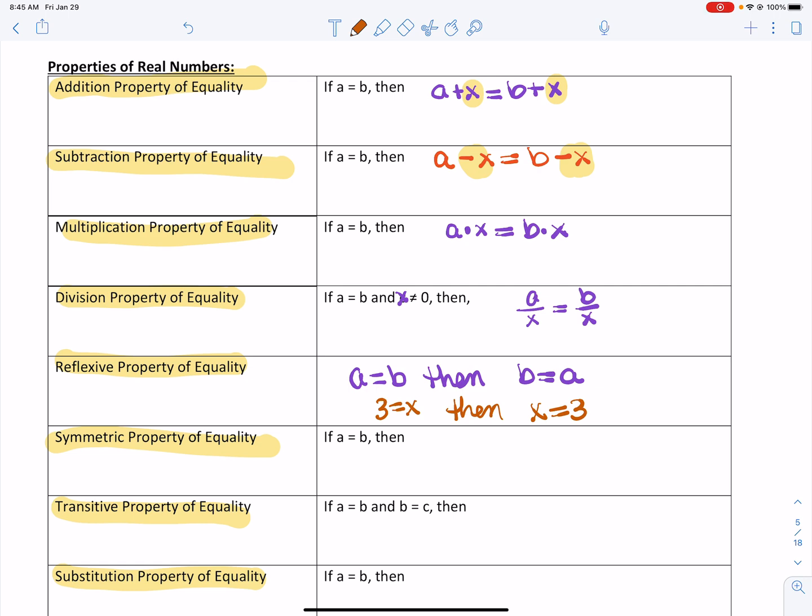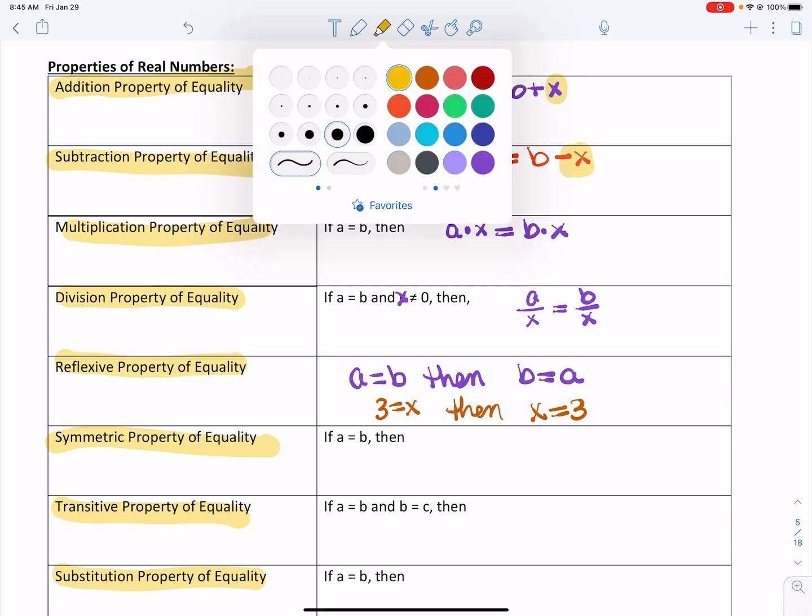Okay, and then you have your symmetric property of, sorry, somebody just came in my room and I've got to get him something quick. And I really don't want to start this. So there, I just hit print. Okay, sorry.